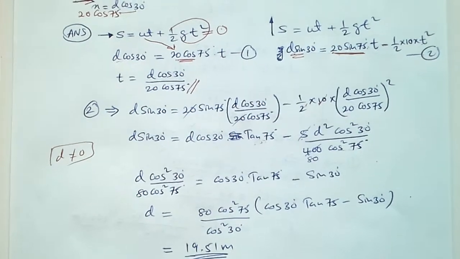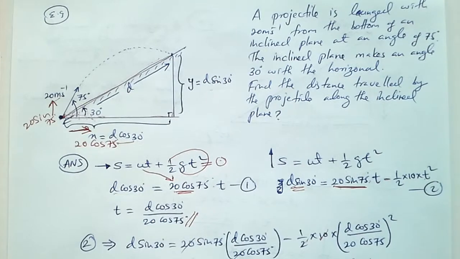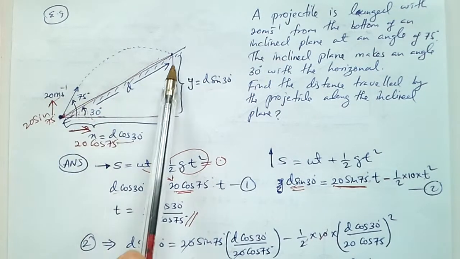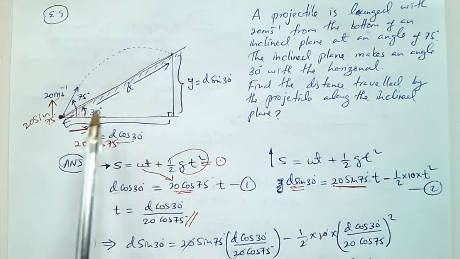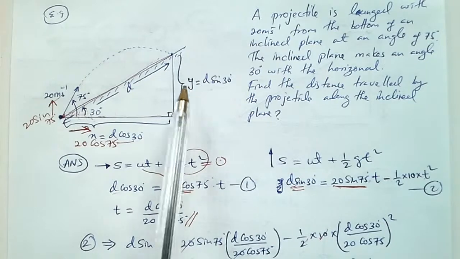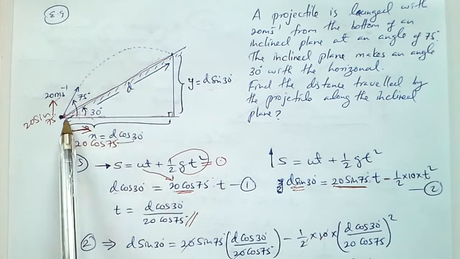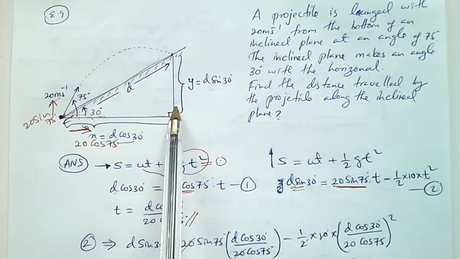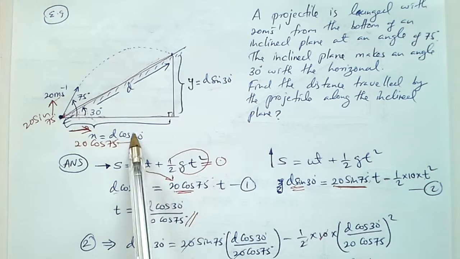So I'll quickly revise the idea. The question was you need to find distance d. So what I did is I divided this distance into two perpendicular components. One is along this x direction. If this distance is d, this would be d cos 30 and the vertical would be d sin 30. So this is my first step.